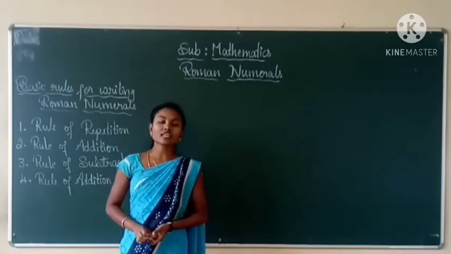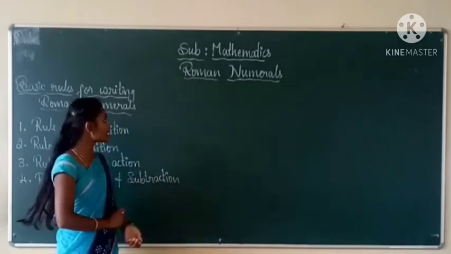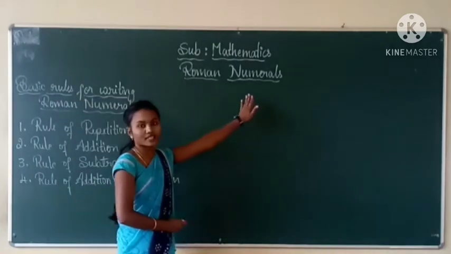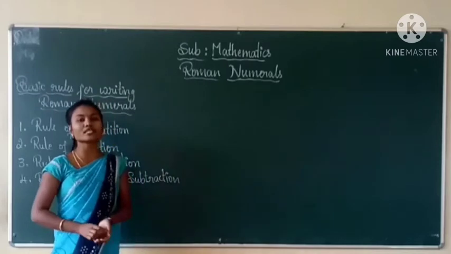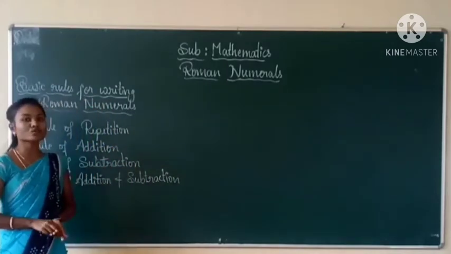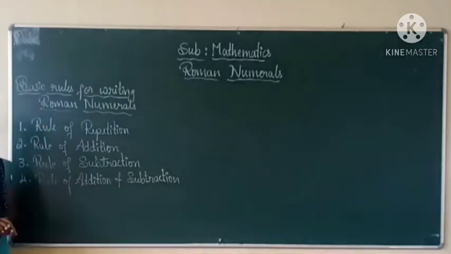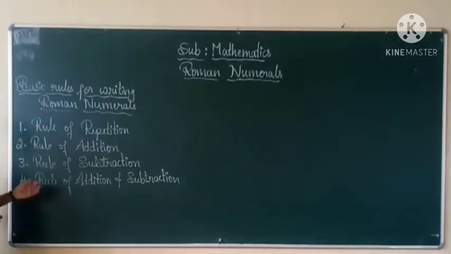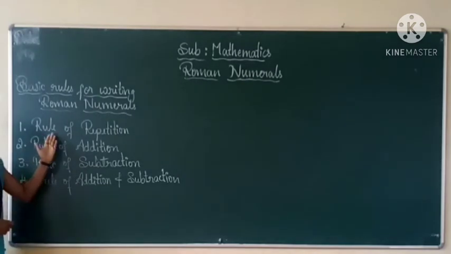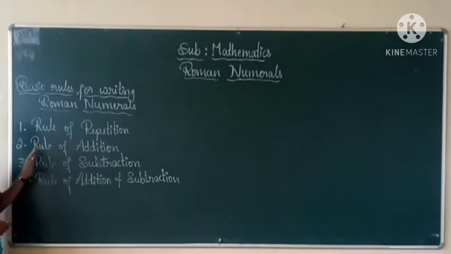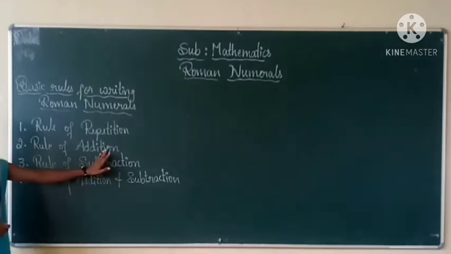So children, in the last class we have started the lesson Roman numerals. In Roman numerals we have studied how to write the Roman numerals. There are 4 basic rules for writing Roman numerals. In 4 rules we have studied about 3 rules. The first rule is rule of repetition and the second rule is rule of addition.